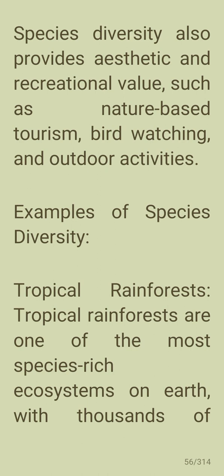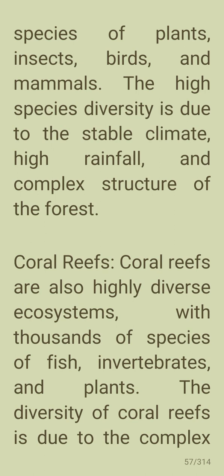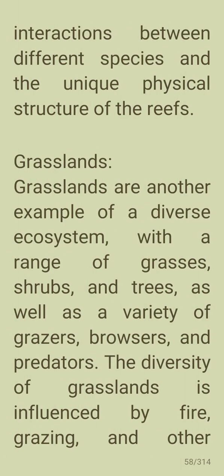Examples of species diversity. Tropical rainforests. Tropical rainforests are one of the most species-rich ecosystems on Earth, with thousands of species of plants, insects, birds, and mammals. This high species diversity is due to the stable climate, high rainfall, and complex structure of the forest. Coral reefs are also highly diverse ecosystems with thousands of species of fish, invertebrates, and plants.